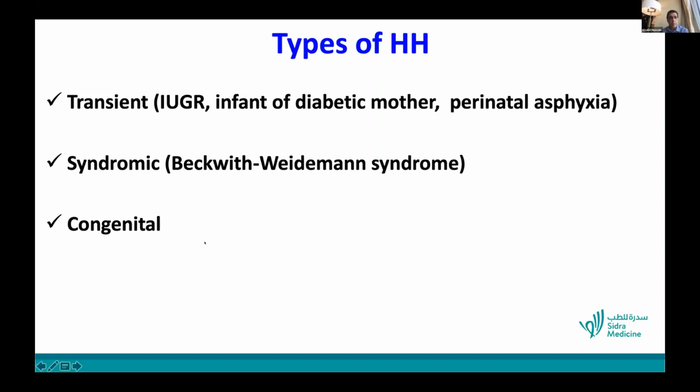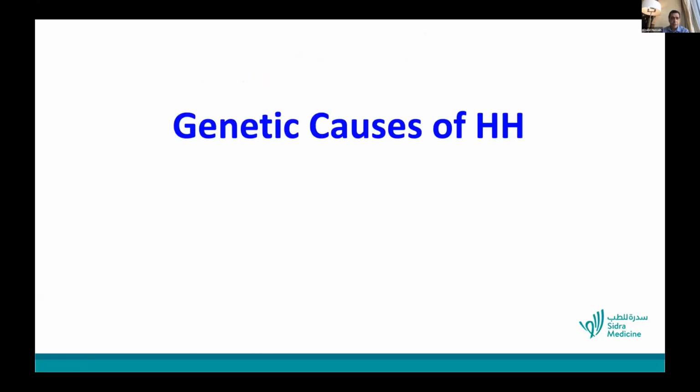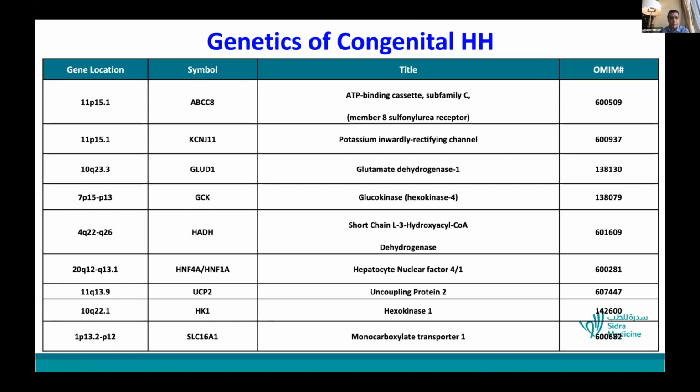And there are now a large number of congenital forms of hyperinsulinemic hypoglycemia. This is just a summary slide showing you the different syndromes. Like I said, BWS is the most common one, but all these other syndromes listed there can present with hyperinsulinemic hypoglycemia. We recently described a novel disorder, polycystic kidneys with hyperinsulinemic hypoglycemia, in a large number of families. Now I'm just going to summarize the genetic causes of hyperinsulinemic hypoglycemia. These are the current known genetic causes of hyperinsulinemic hypoglycemia.